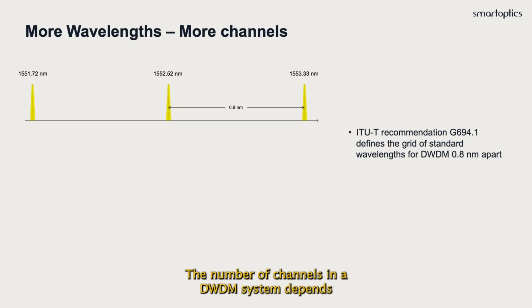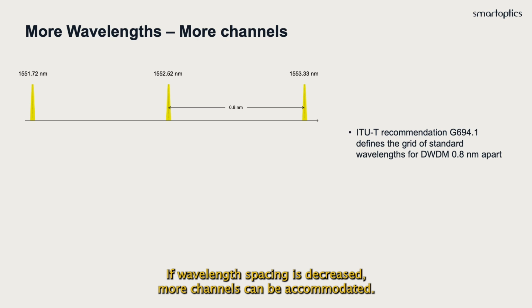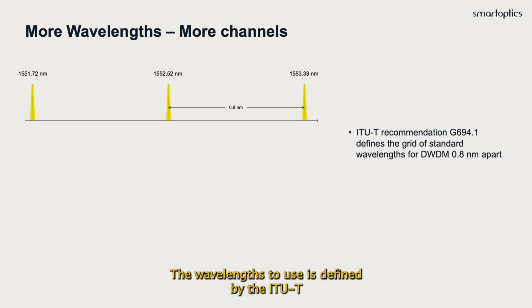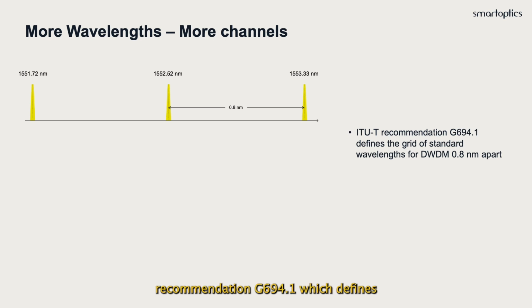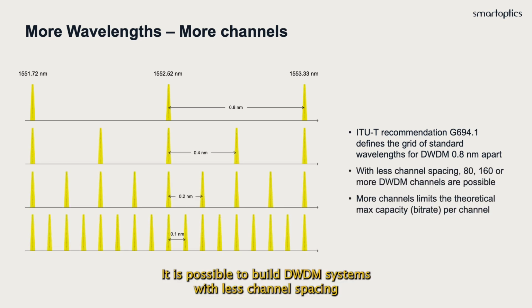The number of channels in a DWDM system depends on how closely the wavelengths are spaced. If wavelength spacing is decreased, more channels can be accommodated. The wavelengths to use are defined by the ITU-T recommendation G.694.1, which defines a grid of 40 channels 0.8 nanometers apart. It is possible to build DWDM systems with less channel spacing and therefore more channels, for example, with 80 channels. However, as each channel is provided with less and less spectral space, the maximum number of bits per second that can be transmitted over the channel decreases.